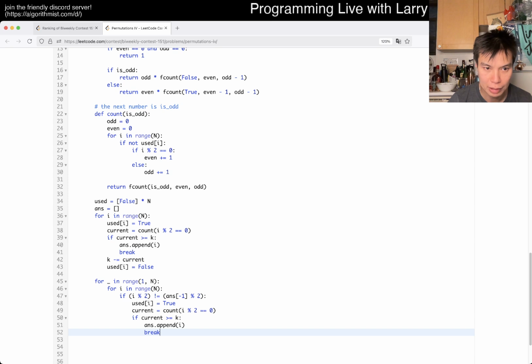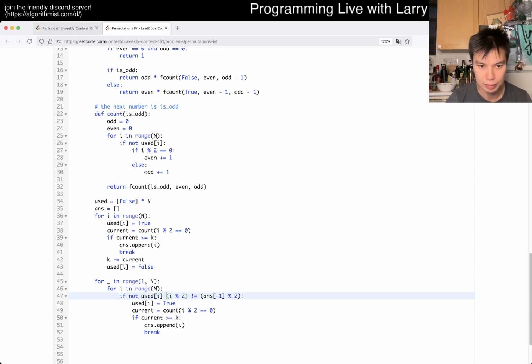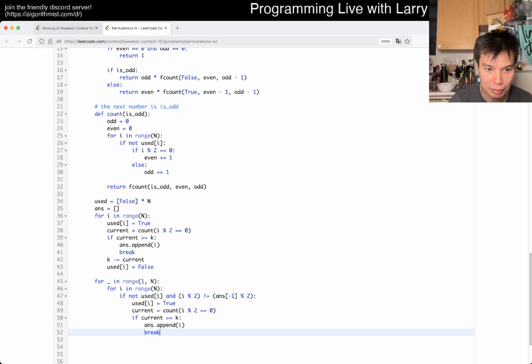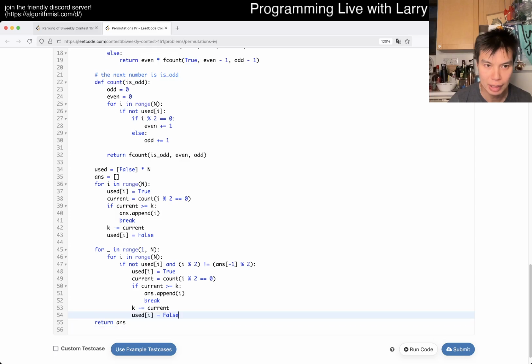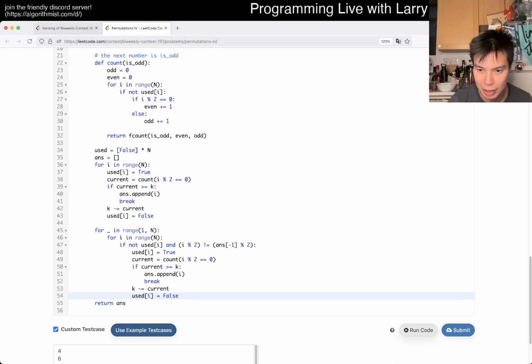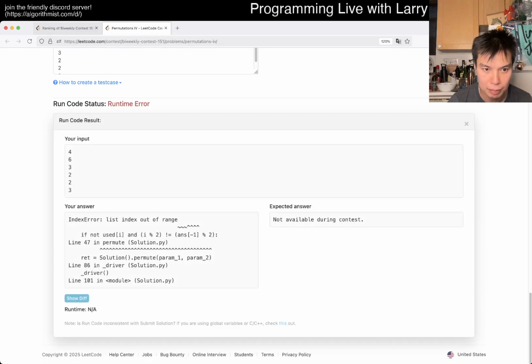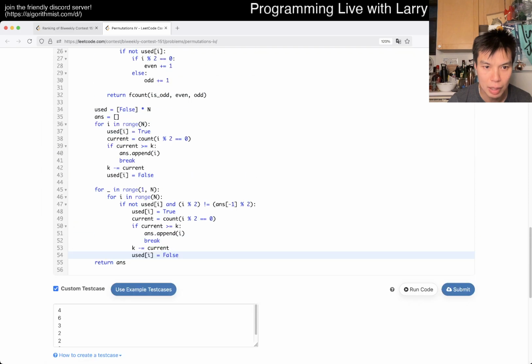Oh, I also have to check that it is not used here. We didn't have to do it before because, you know. Oh, break is fine? Break is fine. Okay, I think this is roughly right, maybe. I didn't handle the impossible case yet. This index out of bounds. Is it i? No. Oh, it's this thing.